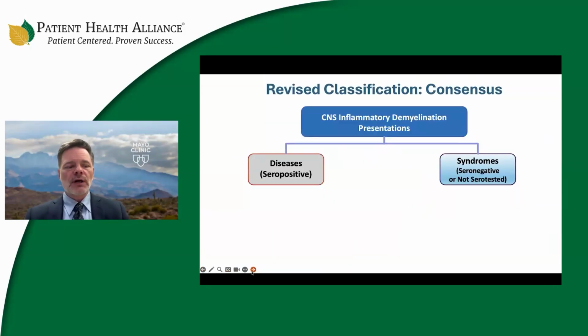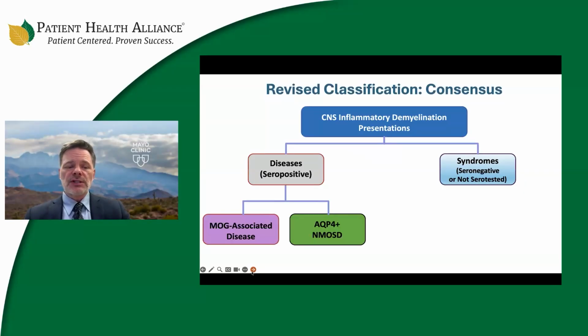Back to classification, where have we gotten with consensus? Well, the panel thus far has concluded the following. In the universe of CNS inflammatory demyelinating presentations, we can divide disorders into diseases, which are seropositive, and syndromes, which are either seronegative or perhaps not serotested. Under the disease category, the IPND has now clearly stated that MOGAD resides separately and is distinct from aquaporin 4 positive NMO spectrum disease. They're both labeled diseases. They both have associated serum biomarkers, but they are distinct from each other. MOGAD is not a subset of NMOSD.